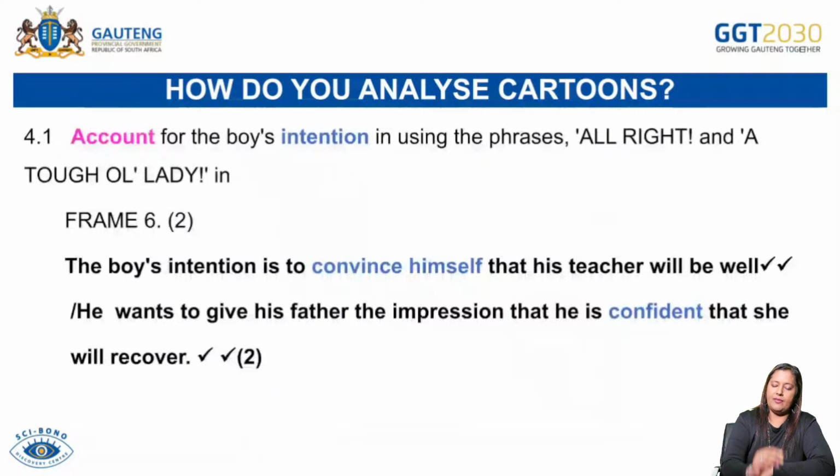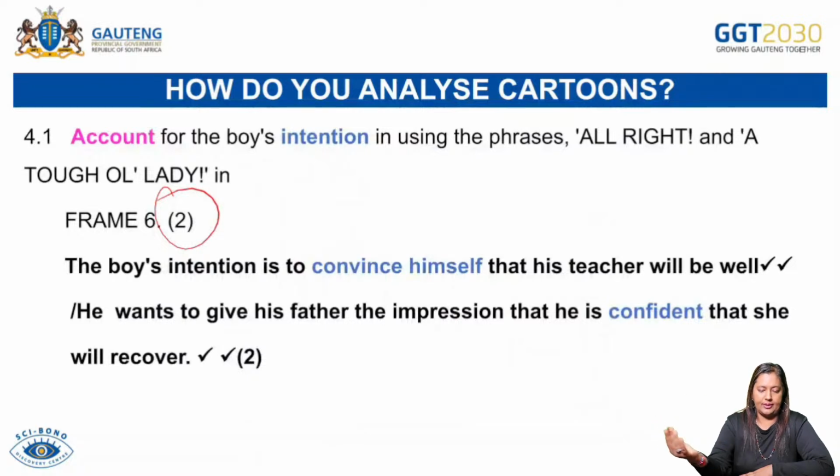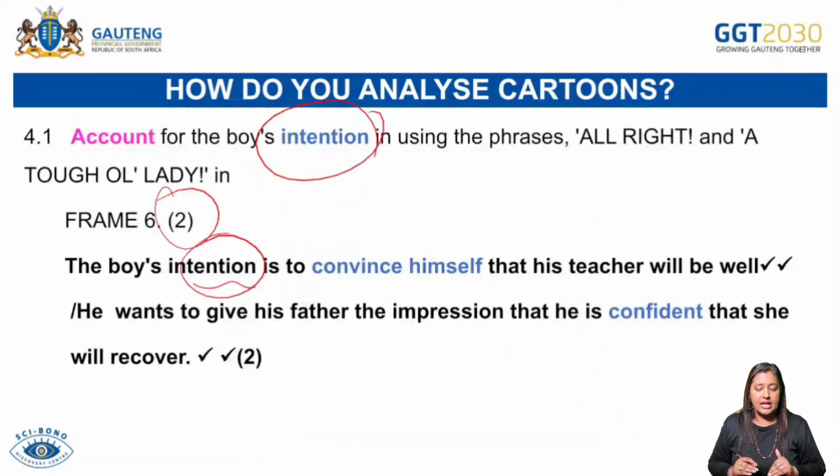All right. So firstly, 2 marks, we want 2 ideas or 1 idea explained very clearly. So we're looking at the intention of the boy. Intention is to do what? Convince himself that his teacher is well and will be okay. That is already 2 marks. Because "all right, she's a tough old lady" will showcase that he's convincing himself that she will be fine. 2 marks just for that. He wants to give his father the impression that he is confident that she will recover. Again, another 2 marks for that.